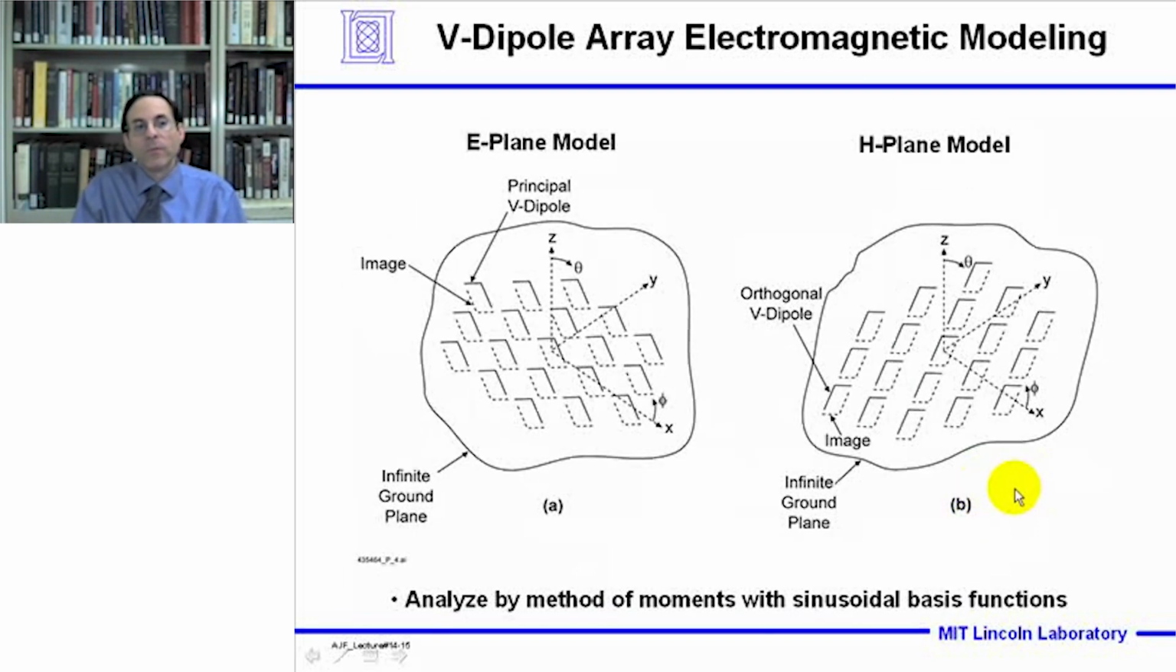We can model an array of V-dipole antennas conveniently using the method of moments with sinusoidal basis functions. So in this lecture, we're using an E-plane model where the dipoles are shown as here, or an H-plane model as shown here. For convenience, we analyze the cross-dipole array by using an E-plane model for one polarization of the dipole, and we use an H-plane model for the other polarization of the cross-dipoles. So each of the principal V-dipoles has an image dipole in the ground plane.